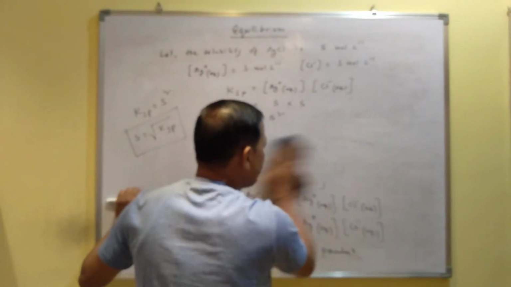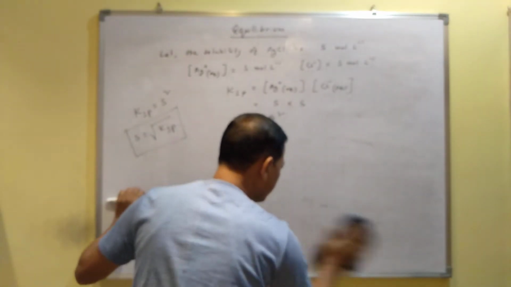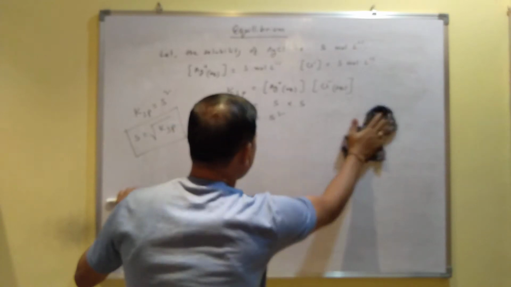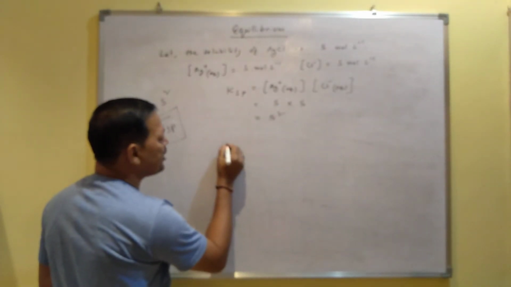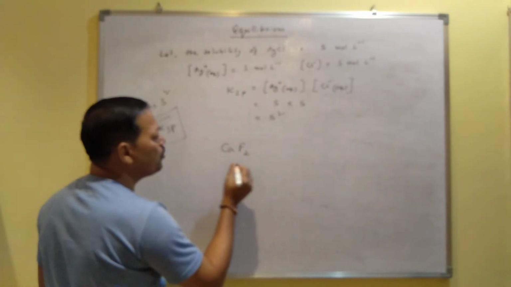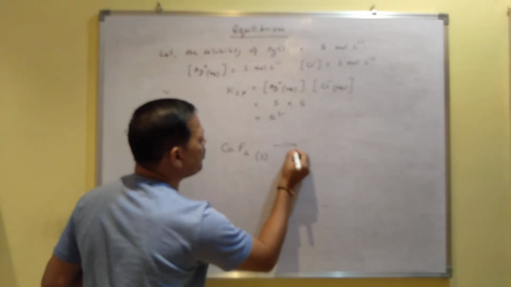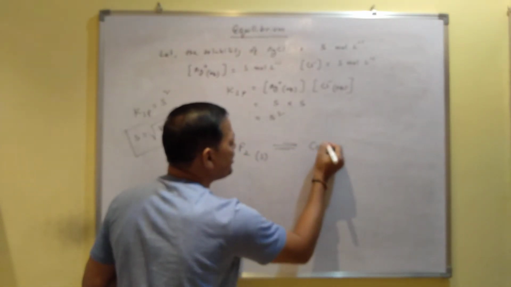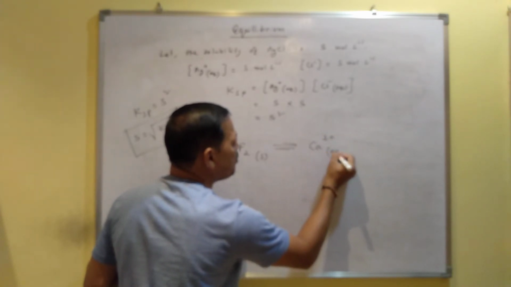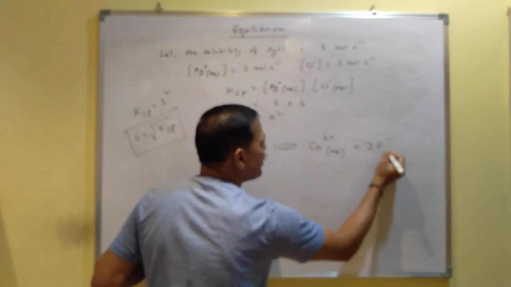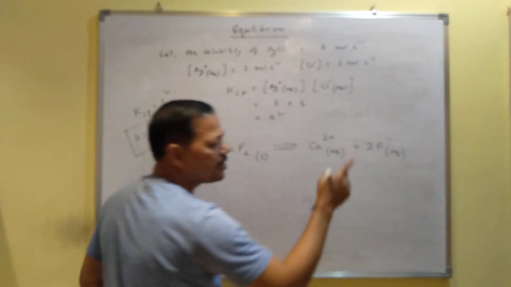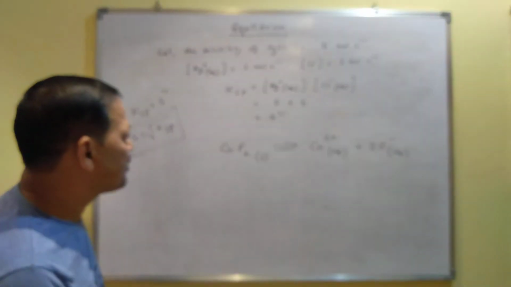If you consider another salt, for example, your salt is calcium fluoride, CaF2. You know, when CaF2 is dissolved in water, it produces ions like this: calcium ion, Ca2 plus aqueous. Since there are two fluorine, the ions will be 2F minus aqueous. Like this way you have to produce the ions.